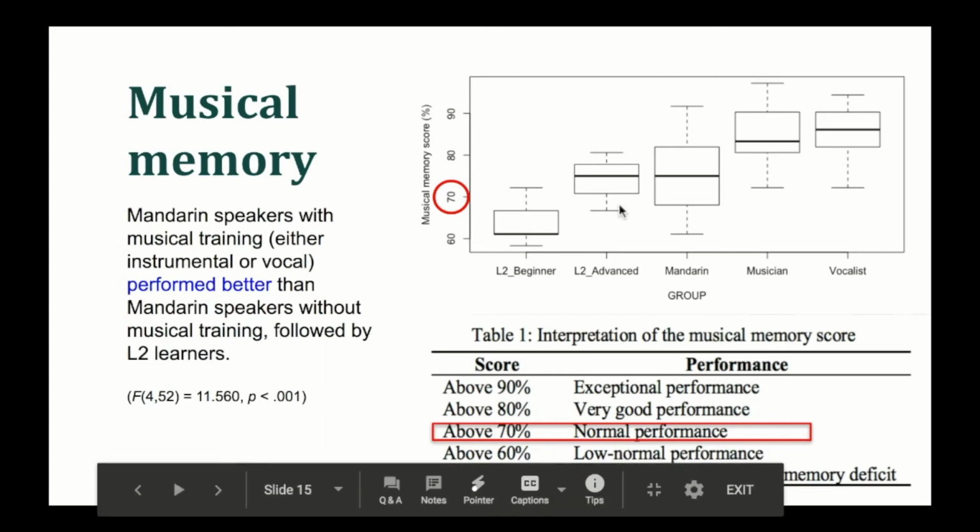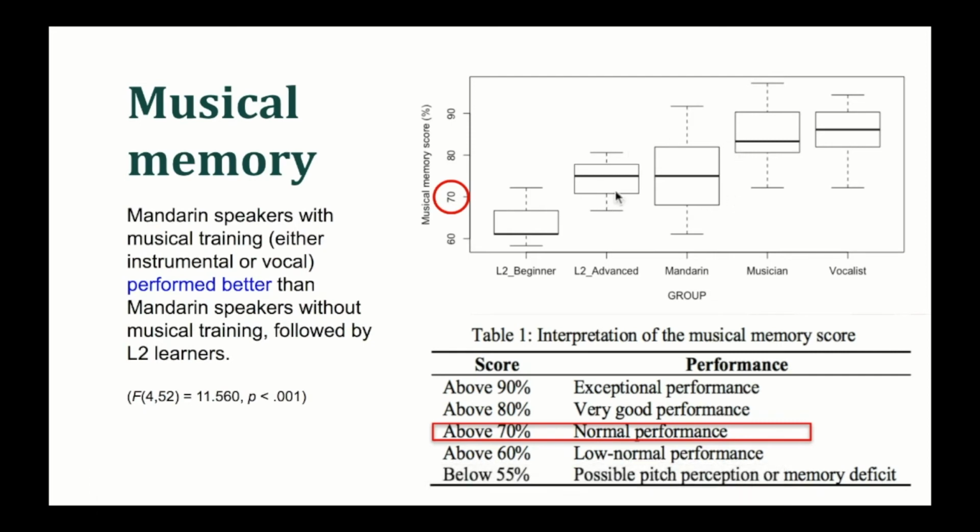And back to our data. Most of the groups had above normal performance, except for L2 beginners. And Mandarin speakers with musical training, either instrumental or vocal, performed better than Mandarin speakers without musical training, followed by L2 learners.